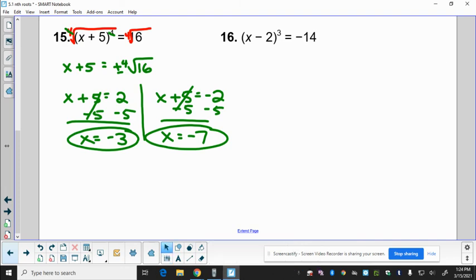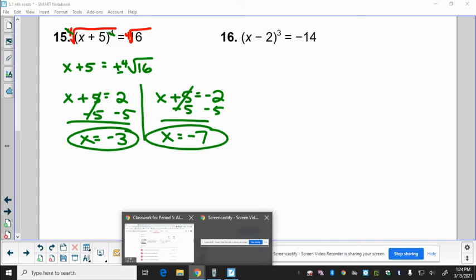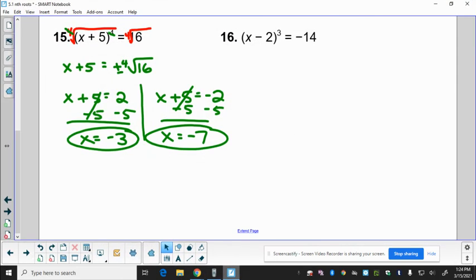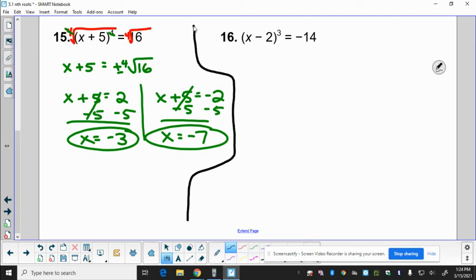Okay, so how about everybody try number 16? Okay, number 16. Let's just kind of block that off so we don't look at that anymore. All right, how are you going to go about that one? I see a third power. Let's take a cube root of both sides. So what will happen now is the cube root and a cube cancel one another out. We've proven that before. And you have a cube root of -14.